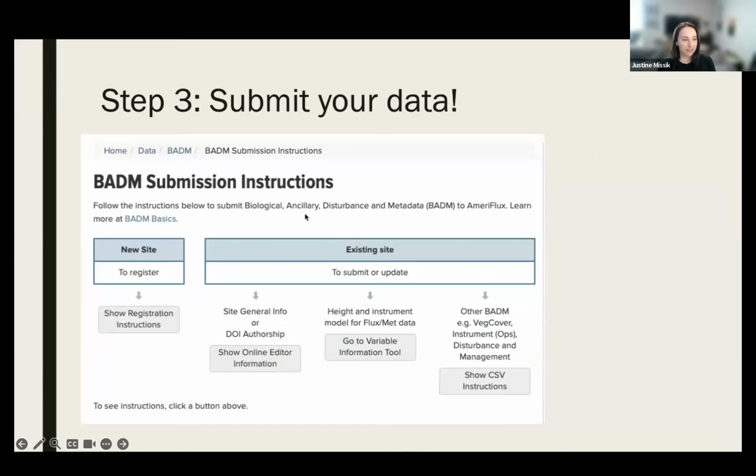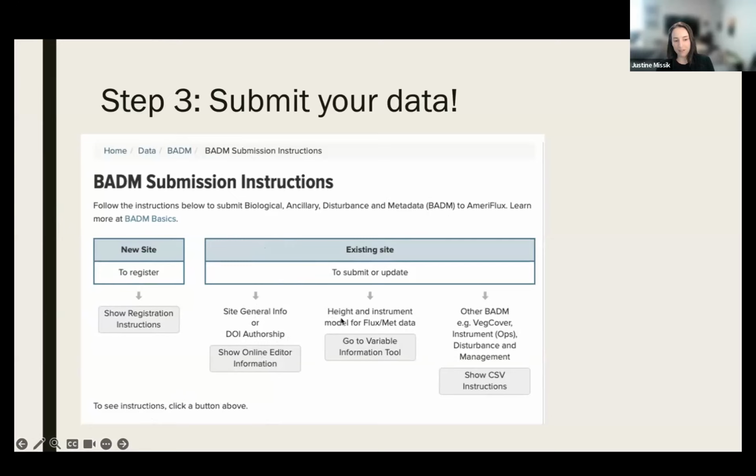And then for the BADM, there's another page in the website that goes through different instructions for how you submit different information. So some of the basic site information you will have submitted when you registered the site, but they have different instructions for if you have to edit your general site information, or you want to edit things about how authorship for the data set should be recorded.